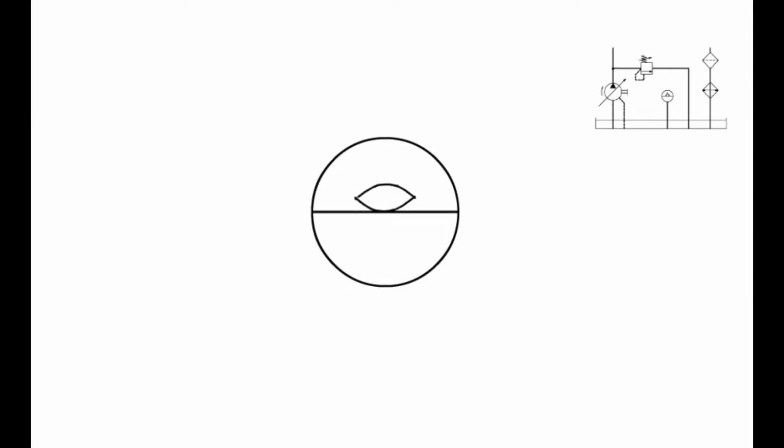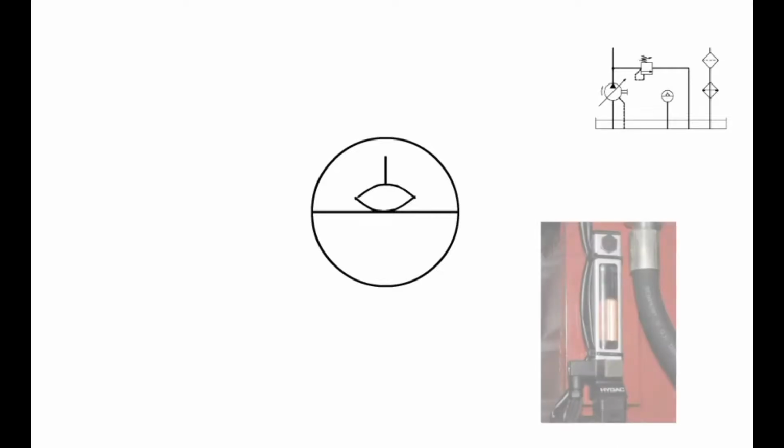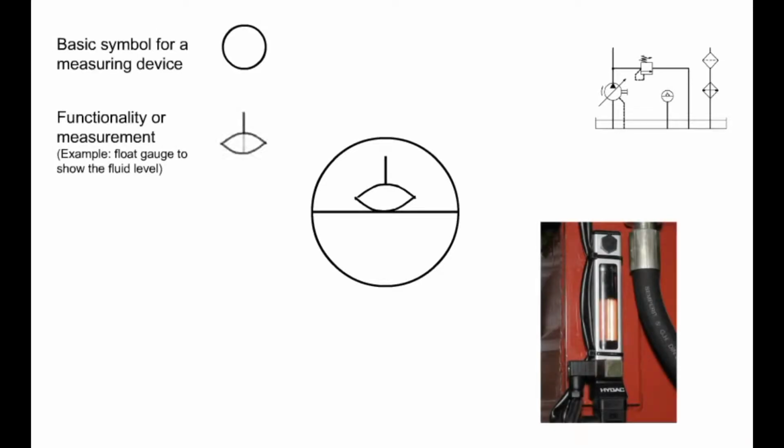The float gauge floats on the surface of the fluid and therefore rises and falls together with the fluid level in the tank. The float gauge is represented in the symbol by a short vertical line. A fluid level indicator is normally a sight glass.